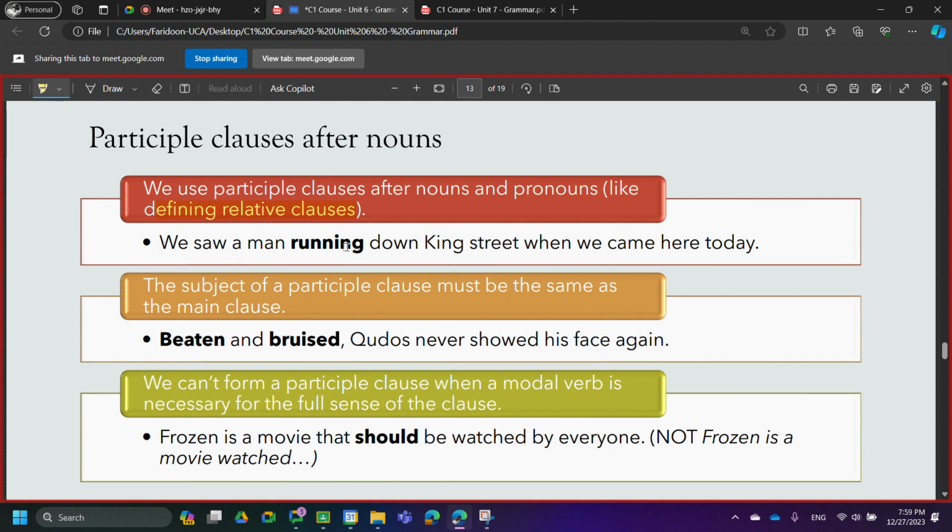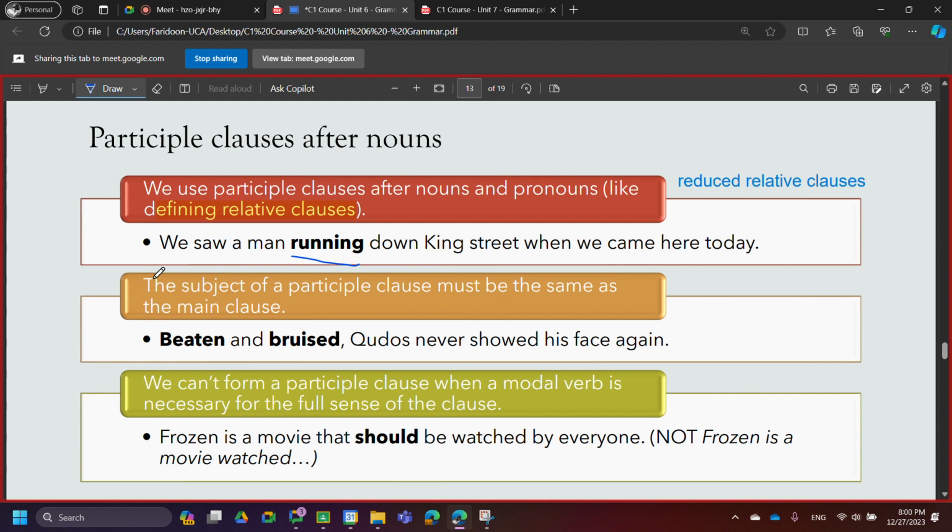Example: "We saw a man running down King Street when we came here today." If you want, you can even change it to a normal defining relative clause: "We saw a man who was running down King Street when we came here today." You can say it like that, but you don't have to. There are many different sources of grammar, and I'm going to take a guess that some grammar books call this reduced relative clauses. It's kind of the same thing, because you are literally just reducing it. You're not saying "we saw a man who was running down," you say "we saw a man running down." So this "running" becomes the participle itself.